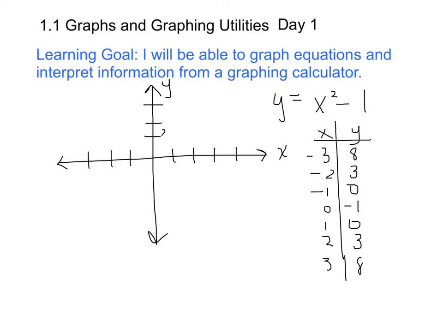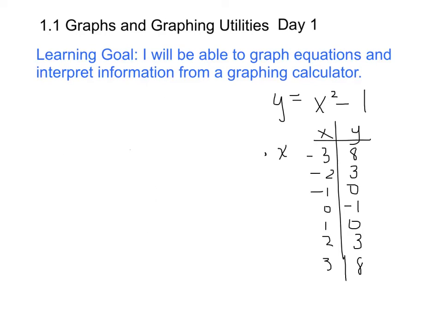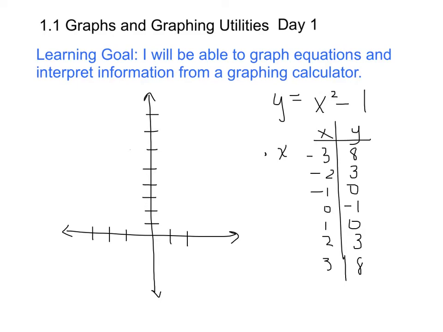I'm going to count by 2 since, actually, let me redraw this graph so I don't have enough room. Okay, and then you just plot the points from your table. -2, 3, -1, 0, 0, -1.